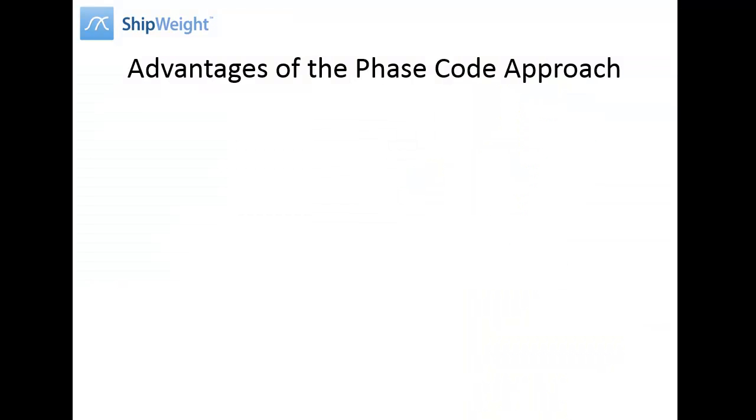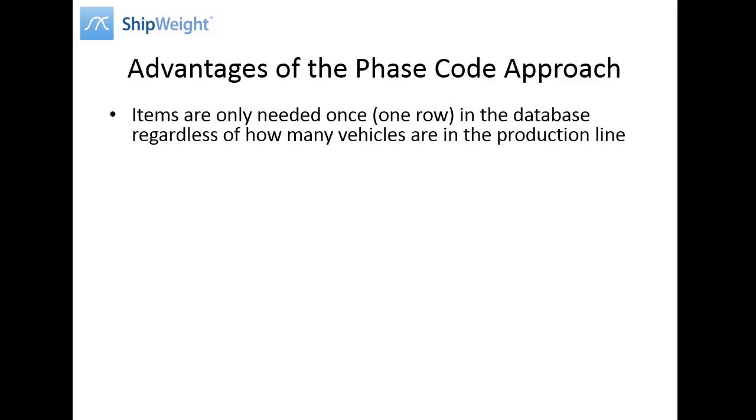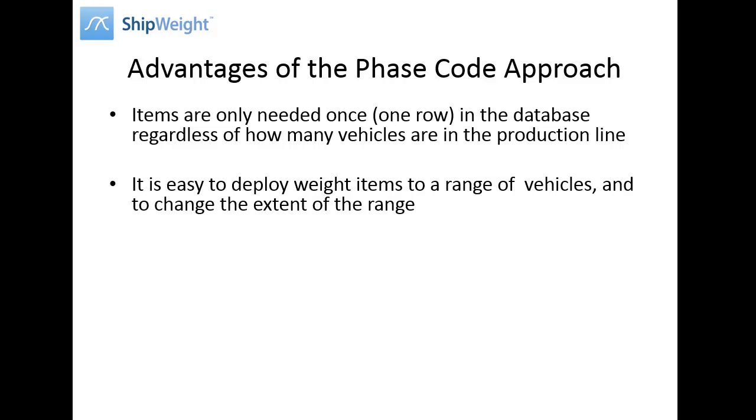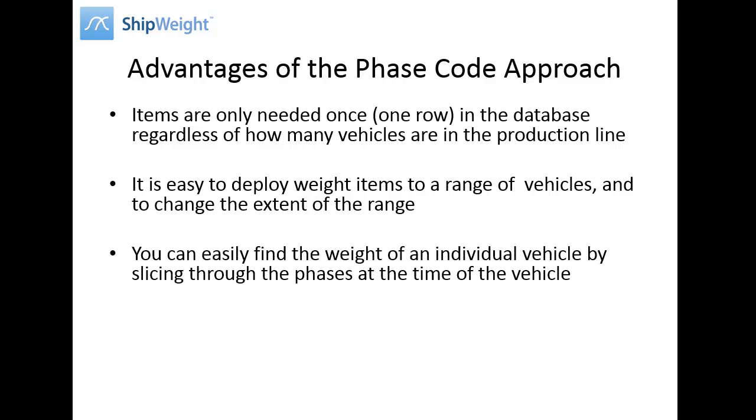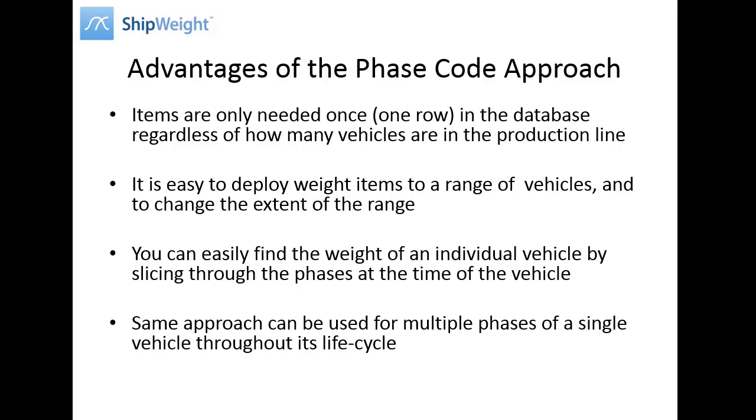Advantages of the phase code approach: items are only needed once, one row in the database, regardless of how many vehicles are in the production line. It's easy to deploy weight items to a range of vehicles and to change the extent of the range. You can easily find the weight of an individual vessel or vehicle by slicing through the phases at the time of the vehicle or vessel. The same approach can be used for multiple phases of a single vehicle throughout its life cycle.